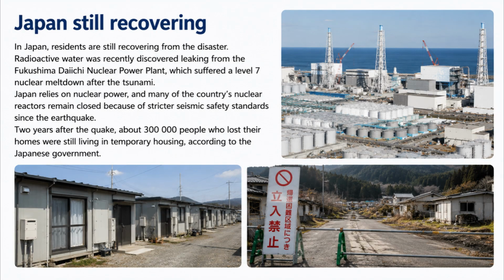Japan still recovering. In Japan, residents are still recovering from the disaster. Radioactive water was recently discovered leaking from the Fukushima Daiichi nuclear power plant, which suffered a level 7 nuclear meltdown after the tsunami. Japan relies on nuclear power, and many of the country's nuclear reactors remain closed because of stricter seismic safety standards since the earthquake. 2 years after the quake, about 300,000 people who lost their homes were still living in temporary housing, according to the Japanese government.